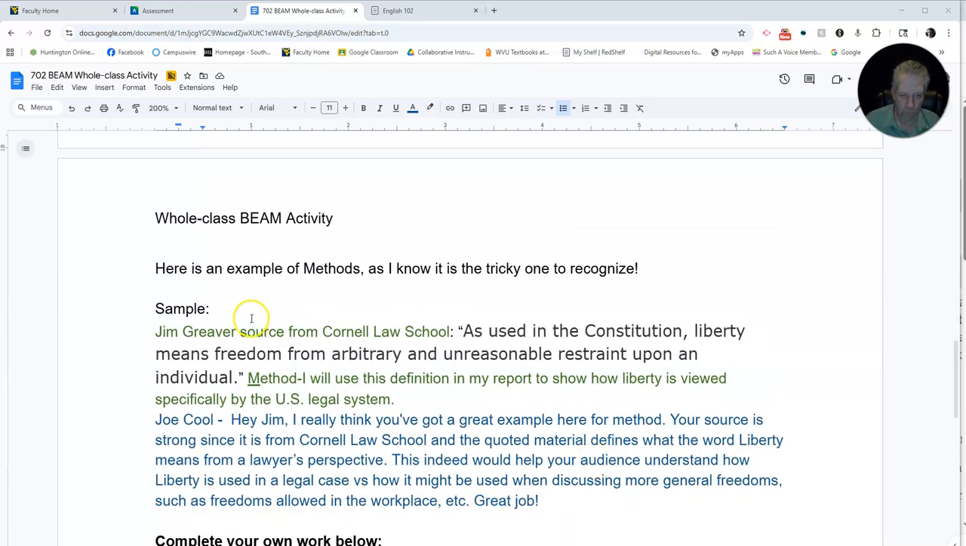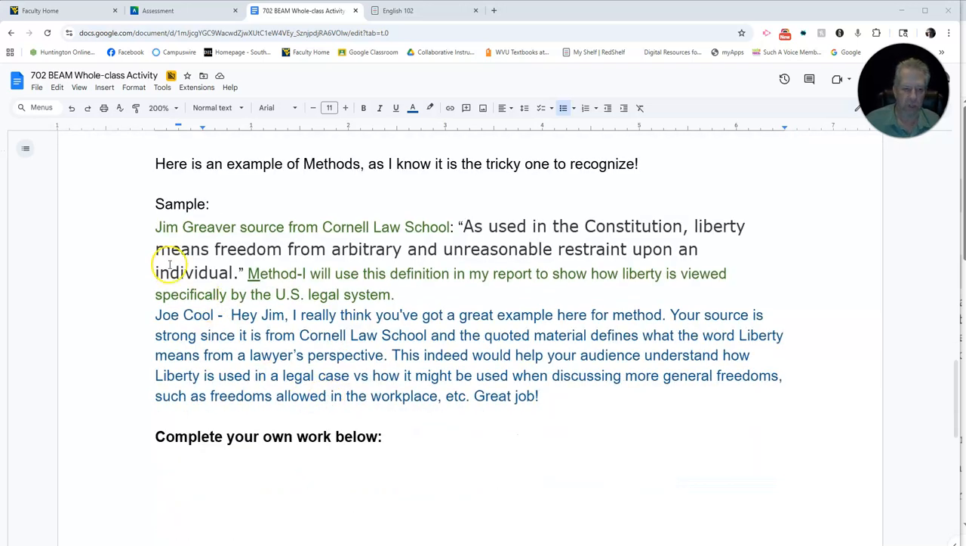Now, here's the example I did about methods just to help you understand that one a little bit better, right? So let's say you put your name down here. I used green as usual, and I put my name down. I put the sources from Cornell Law School, and then I put the quote from it. Now this is made up. Don't go looking for this because you probably aren't going to find anything like this, because I just made it up. I didn't want to do all that extra work to try to find something real. I figured it'd be quick and easy to do.